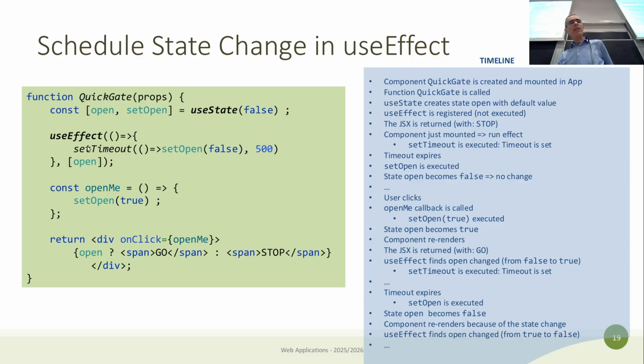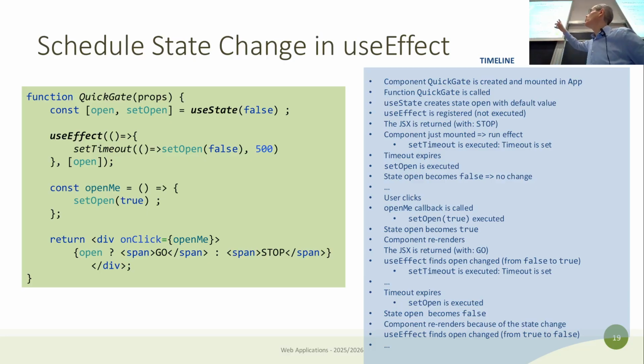And now note that useEffect finds that the open has changed from true to false. So it scheduled the set timeout for 500 milliseconds, set open false, even though it's already false. But then the timeout expires, and set open false changes nothing, nothing happens because the state is already the value false.